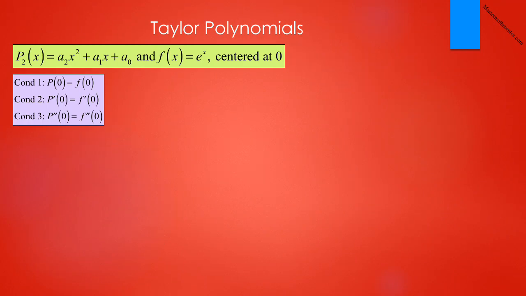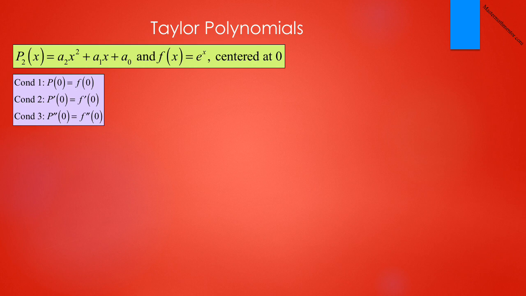So now let's use a quadratic to approximate our function. We will call this quadratic a polynomial and call it p2 of x equals a2 x squared plus a1x plus a0. Our function is still f of x equals e to the x centered at 0. Now there are three conditions. First of all, the polynomial and the function must meet at x is equal to 0. P of 0 equals f of 0.